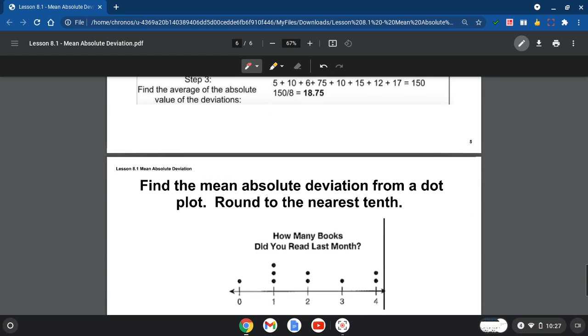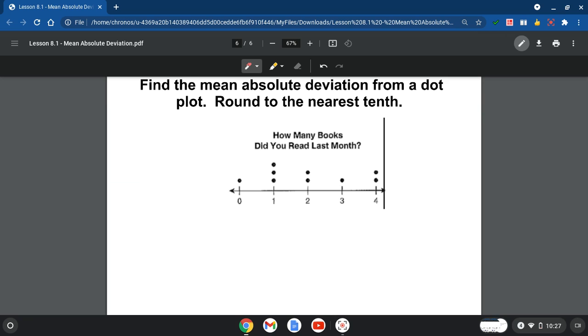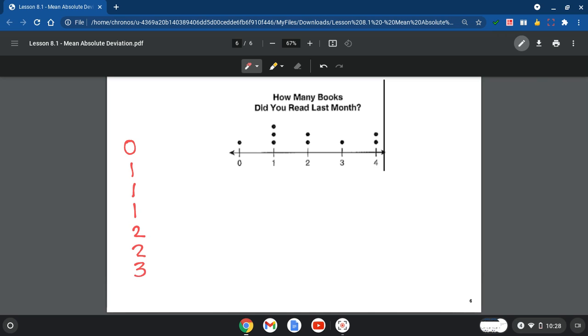Let's try another one together. We're going to find the mean absolute deviation from a dot plot and round to the nearest tenth. So I would like to list my data so that I can see it clearly. Therefore, I will list it as 0, 1, 1, 1, 2, 2, 3, 4, and 4.